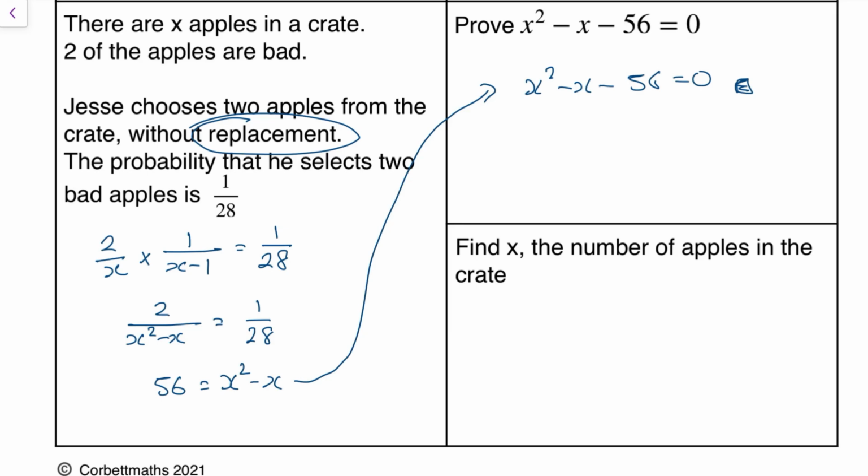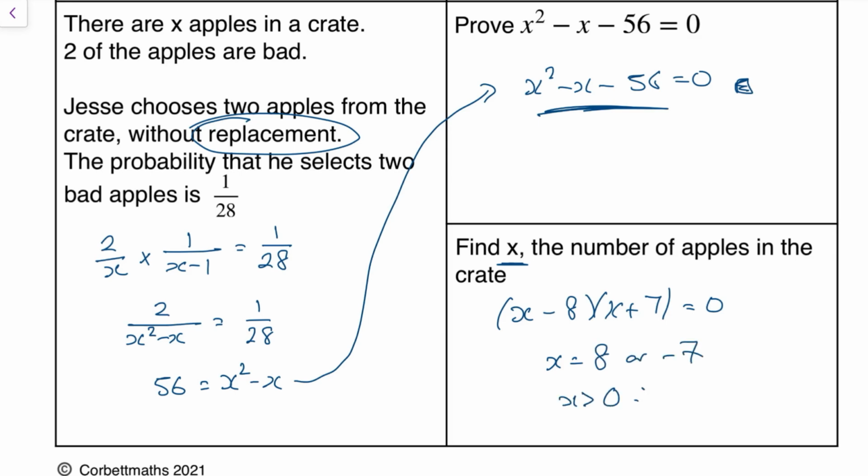And then again, pretty consistent sort of question here. Next part, find x. In other words, I've got an equation which tells me what x's are going to be. I want to know which values of x give me 0, and that's going to be where x squared minus x minus 56 factorises to 8 and 7. So x minus 8, x plus 7 is equal to 0, which means that x is equal to 8 or minus 7. x is greater than 0, so therefore x is equal to 8.